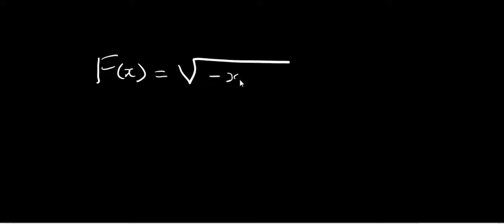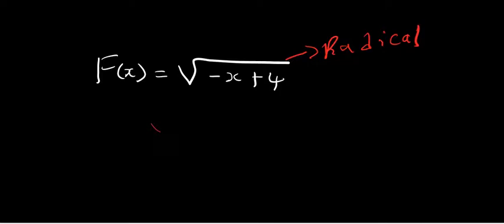So we have been given f of x to be equal to the square root of negative x plus 4. Okay, so before we do anything, we need to look at what type of function this is. If you look at it, this function is a radical function. A radical function depends on what is inside.